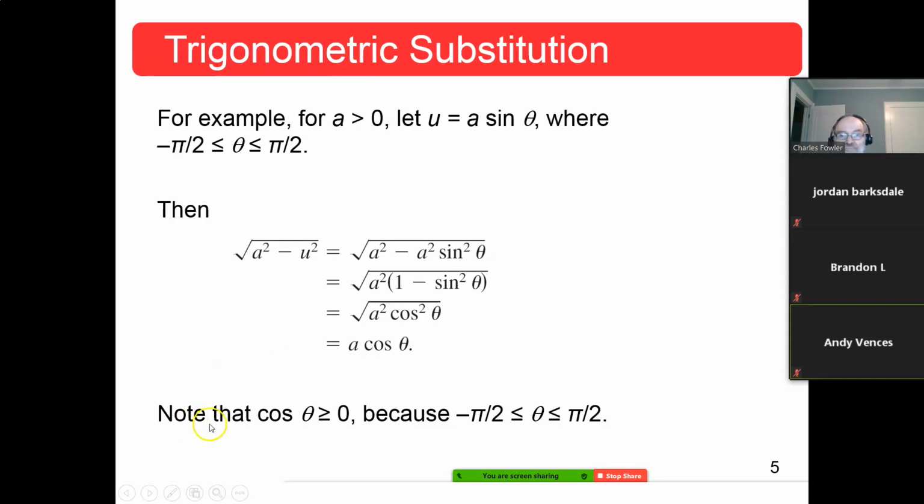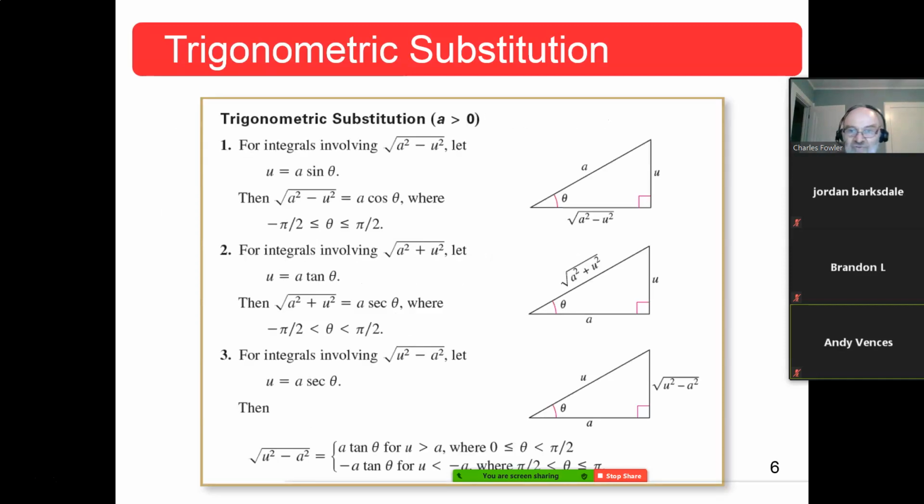Now, this cosine theta is always positive here, because remember, you went from minus pi halves to pi halves on your theta. If you do that with cosine, it's going to be only positive. Same theta you had here, you got here. That's going to eliminate integrating things that go to zero or cancel things out, because your cosine is all positive. So, here are our trig substitutions.